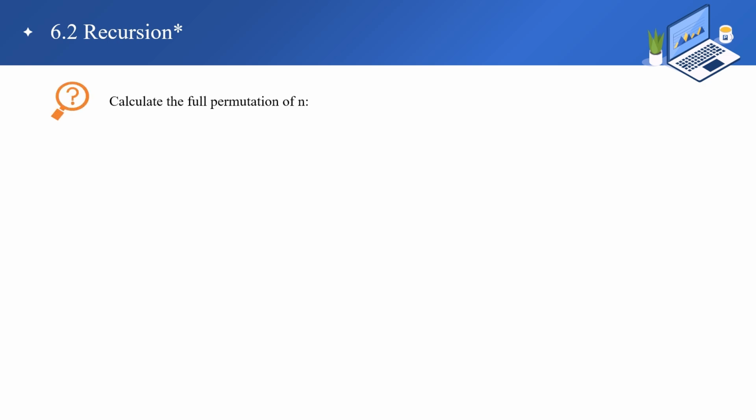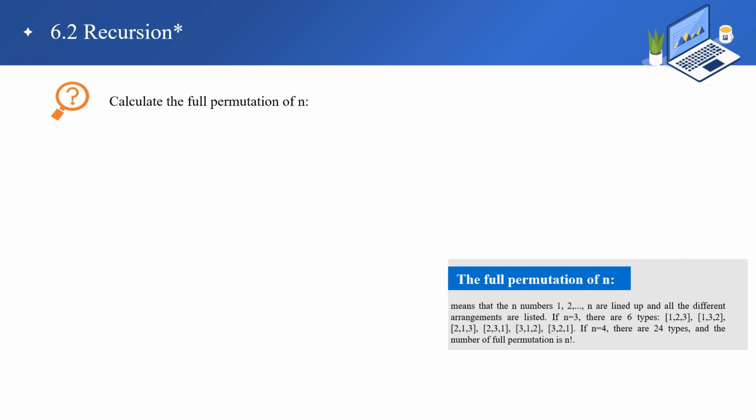Let's do another example that is difficult to do without recursion, calculating the full permutation of n. The full permutation of n means that the n numbers 1, 2 until n are lined up and all the different arrangements are listed.